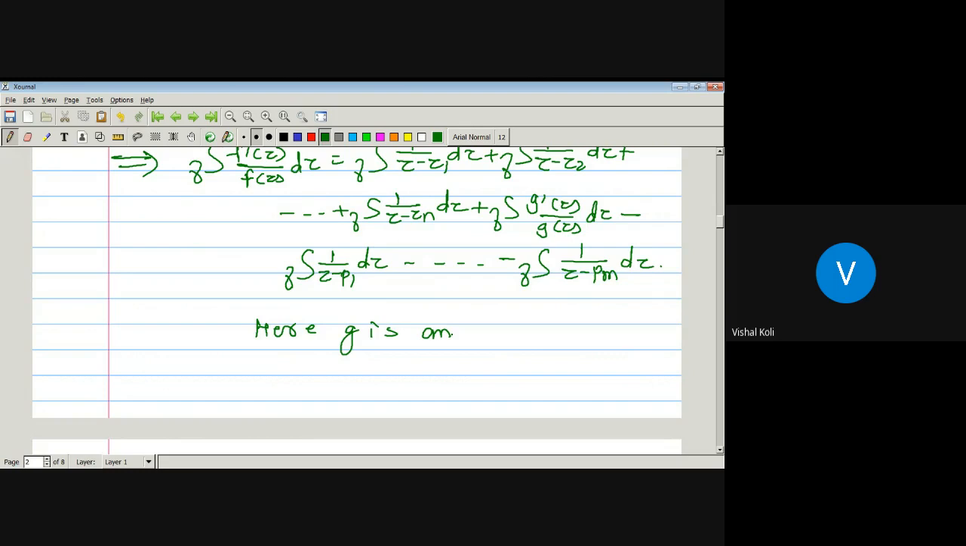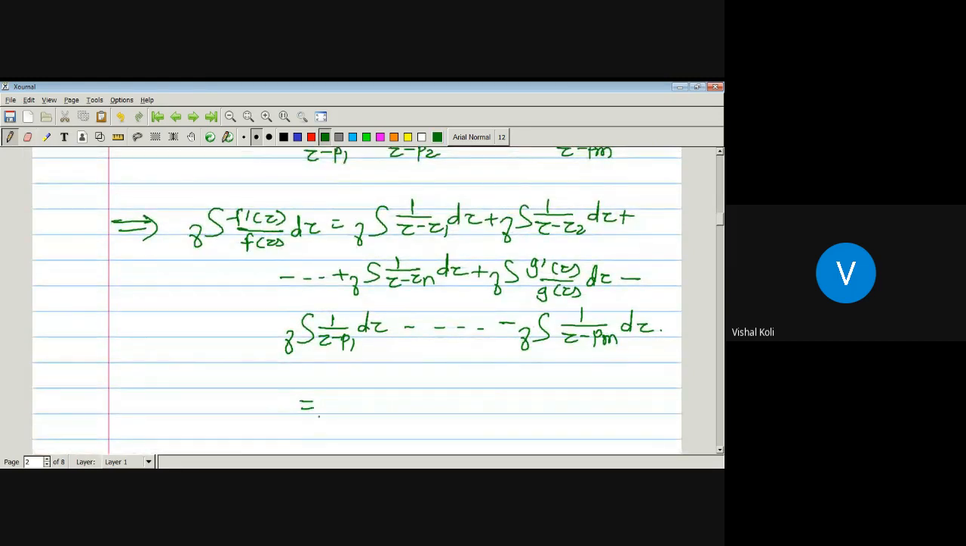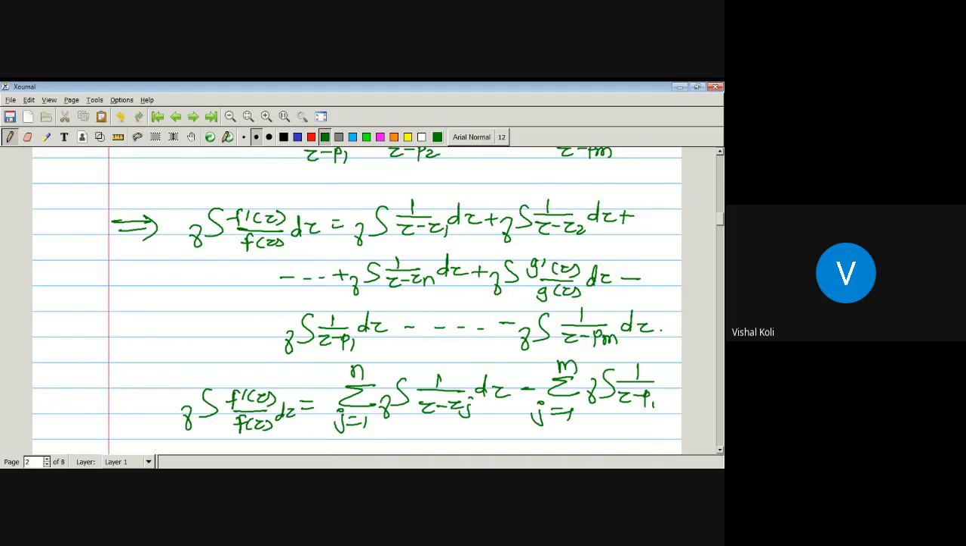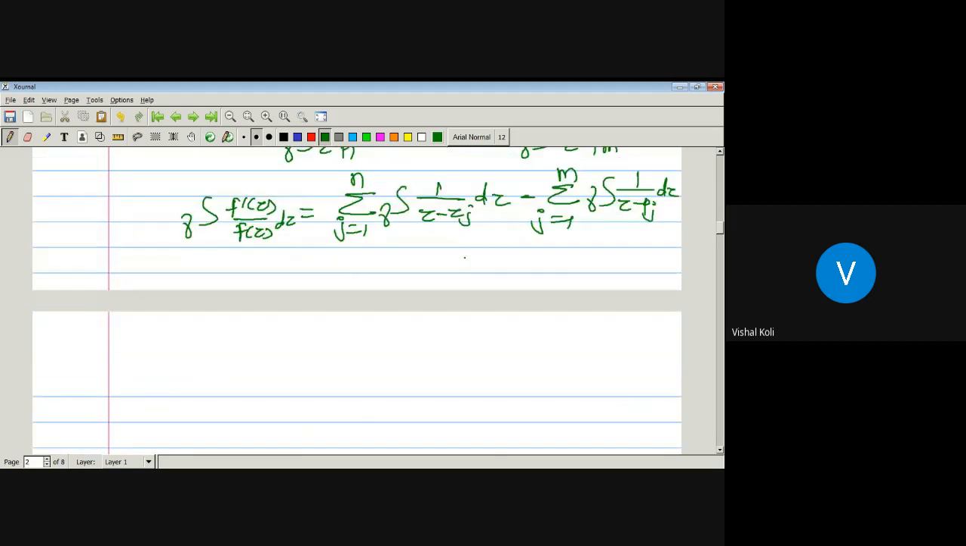Okay, now here g is an analytic function. Before that, we will write this in short form, which is nothing but integration over the curve gamma of f dash of z divided by f of z dz is equal to summation j running from 1 to n of integration over the curve gamma 1 upon (z minus zj) dz, minus summation j running from 1 to m of integration over the curve gamma 1 upon (z minus pj) dz, plus integration over the curve gamma of g dash of z divided by g of z dz.